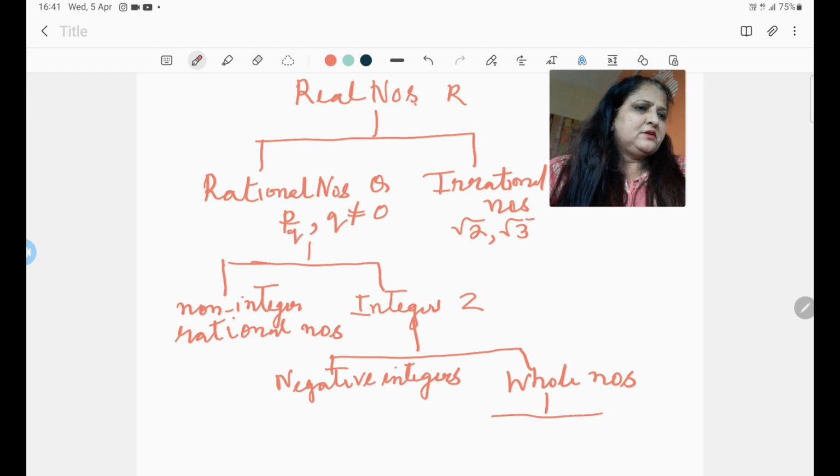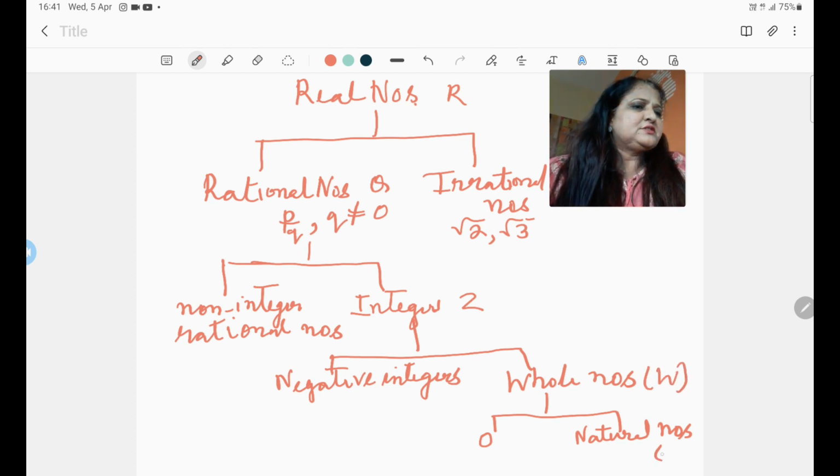Whole numbers are further divided into 0 and natural numbers. Natural numbers are the counting numbers 1, 2, 3, 4, and so on till infinity. Whole numbers are denoted by W and natural numbers are denoted by N. So this is the general flow chart.